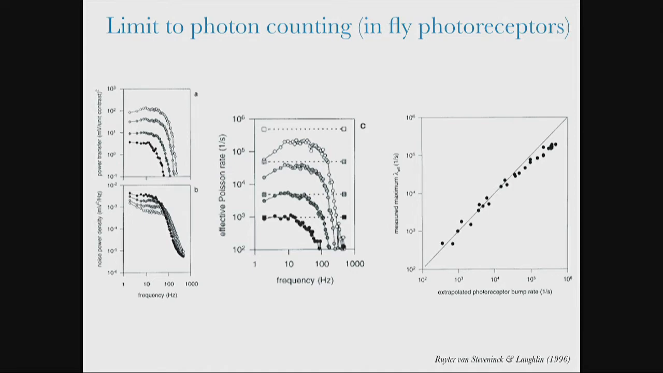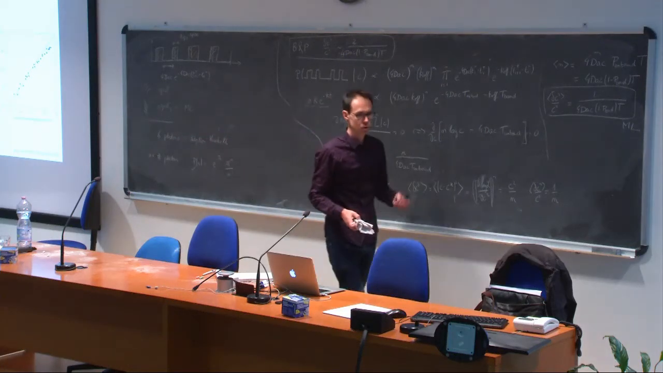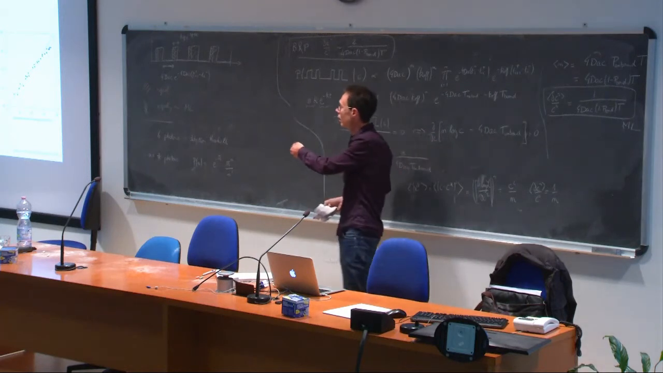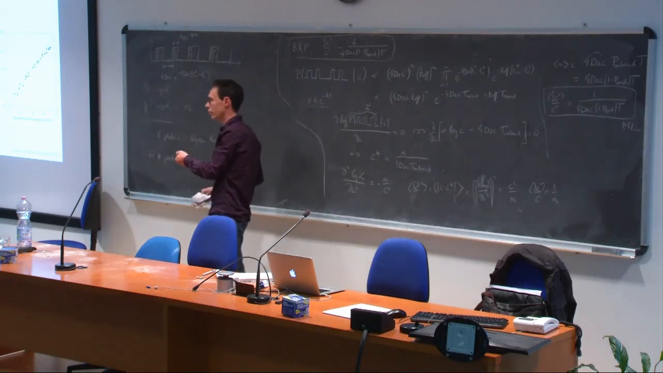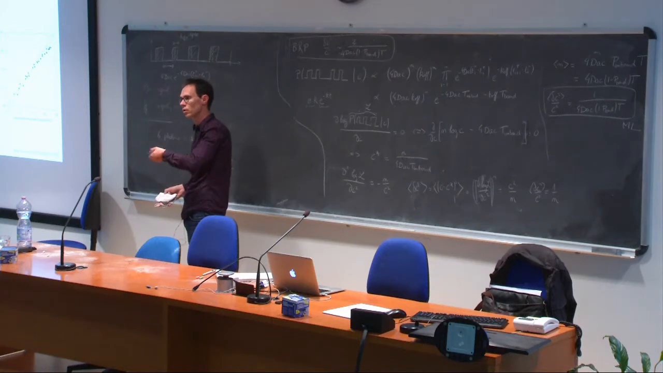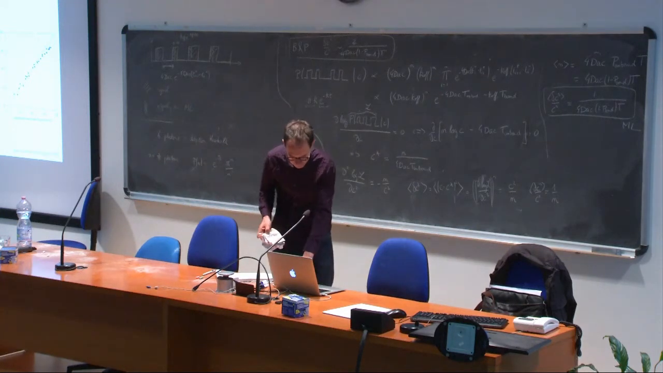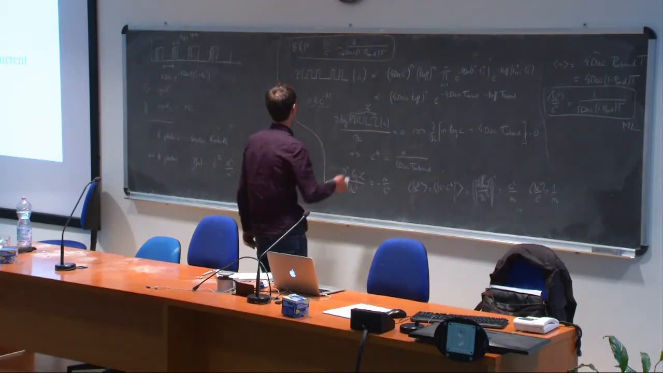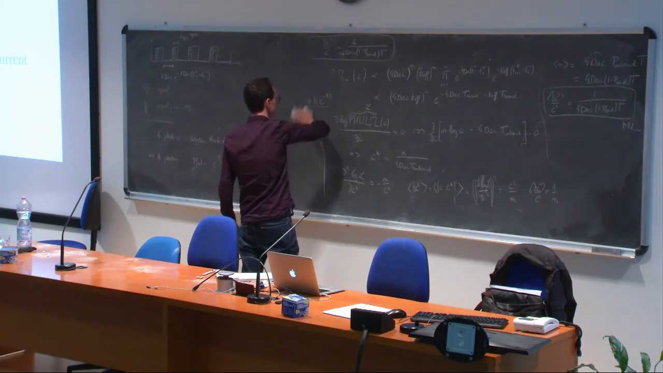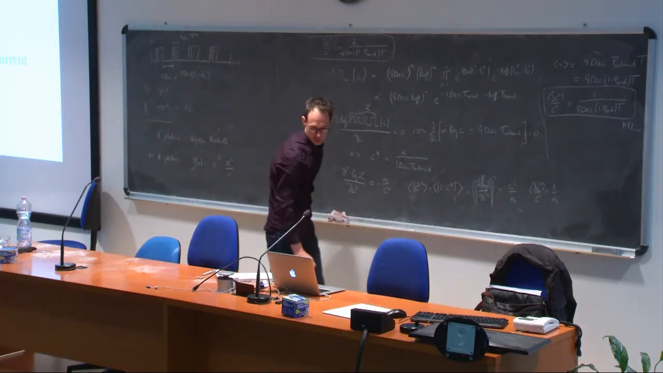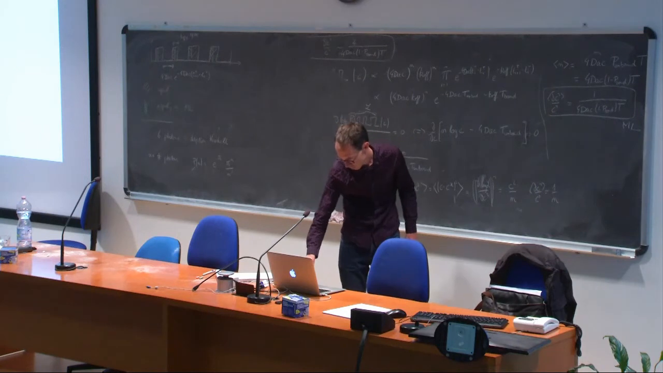So why is that a bit surprising? To know why, you need to know a bit more about how this works. Because here I told you that single photons are absorbed by the photoreceptor, and then I showed you the response, which is the current that goes out. But maybe I need to tell you a little bit about how you go from the photons to the current. So this is your retina again, sorry.